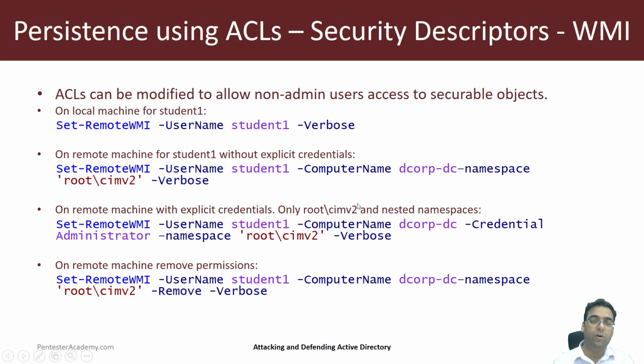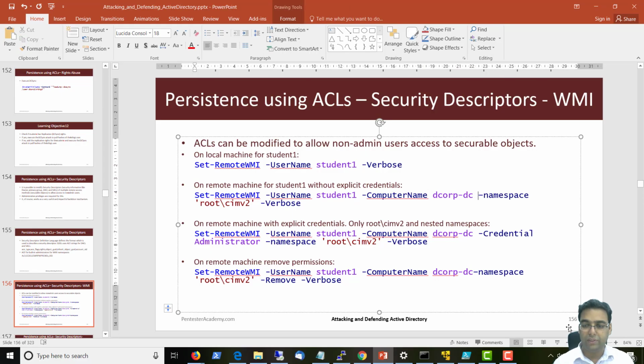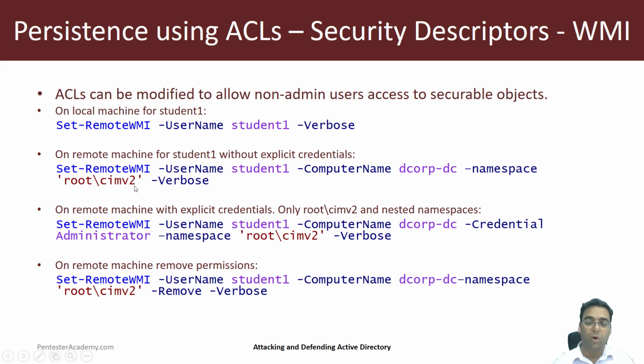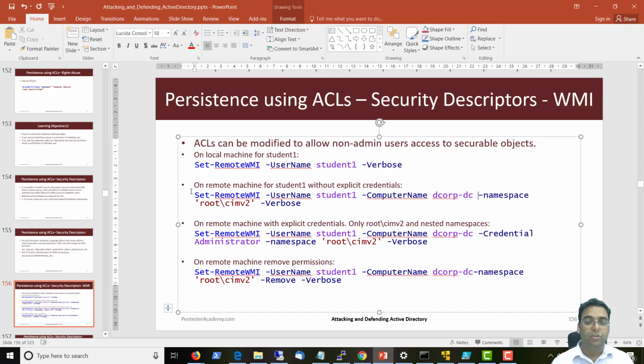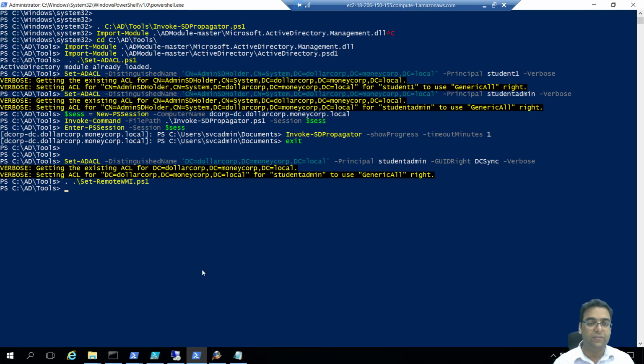Now, let's say we want to do it on the remote one. Let's say this one, the DCORP DC, and only for the root\cimv2 namespace, right? Not on all the namespaces. So if I run this part, here you can see that I'm not providing explicit credentials. That is for scenarios like this, where we are running it from a session which already has domain admin privileges.